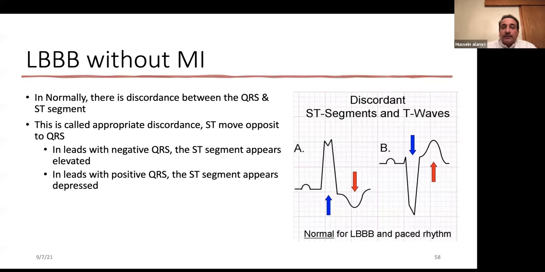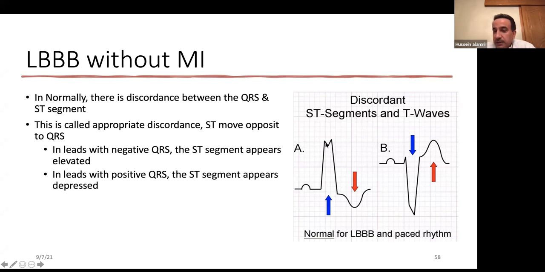Now we will look at the left bundle, which is, I think, always the most difficult ECG when you think about whether the patient has ST elevation MI or no ST elevation MI. This is the normal left bundle. Always there is discordance between the T wave and the QRS, or the ST segment and the QRS.